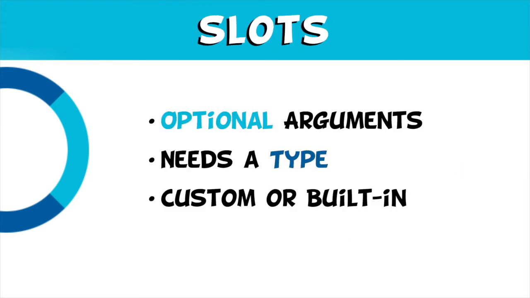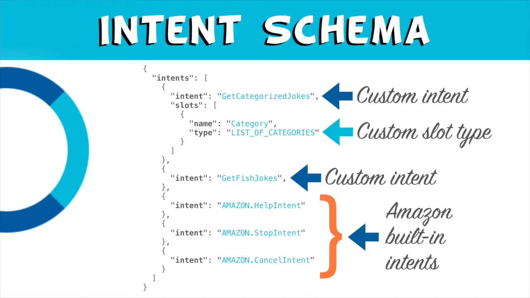Slots are the variable words in our utterances, and they're optional. You can think of them as optional arguments, like in views, for example. You need to configure slots so that Alexa knows how to pass them along to your code. You will include slots in your intent schema if you're using them.